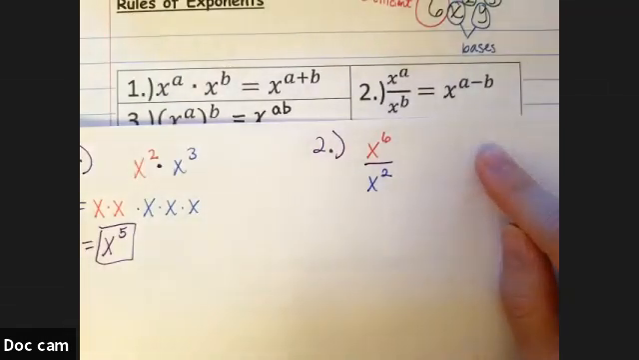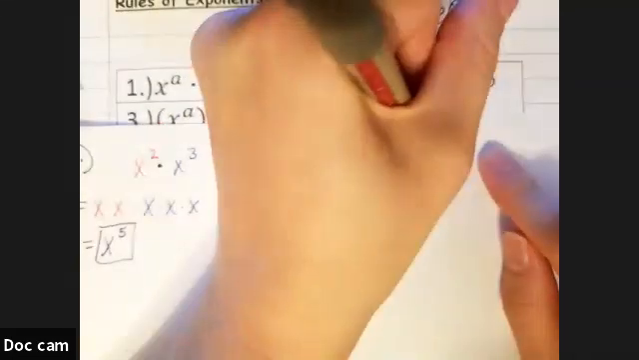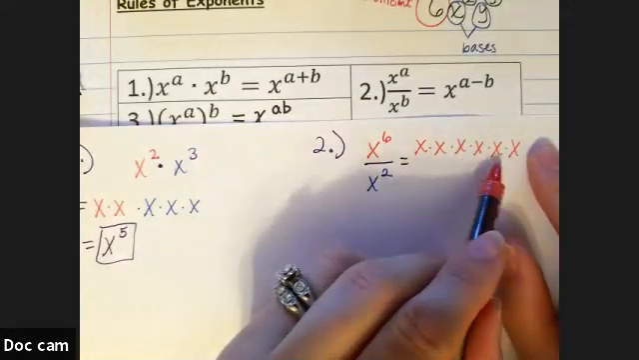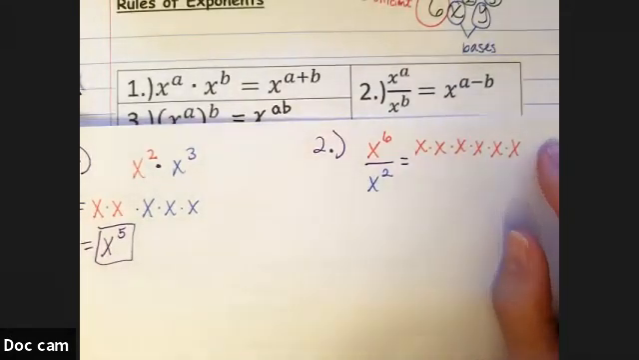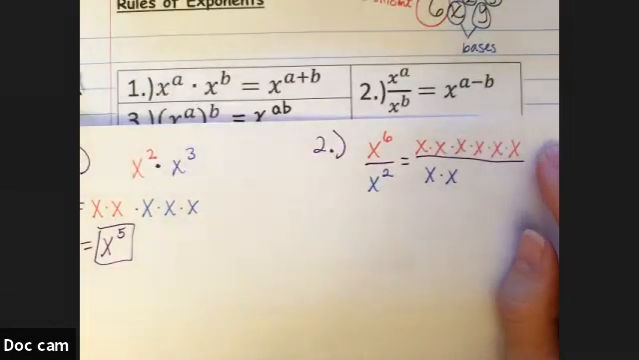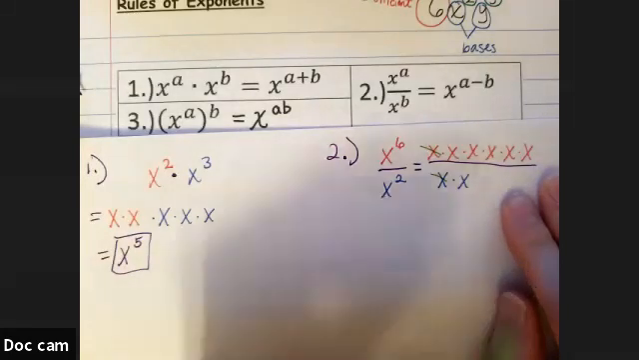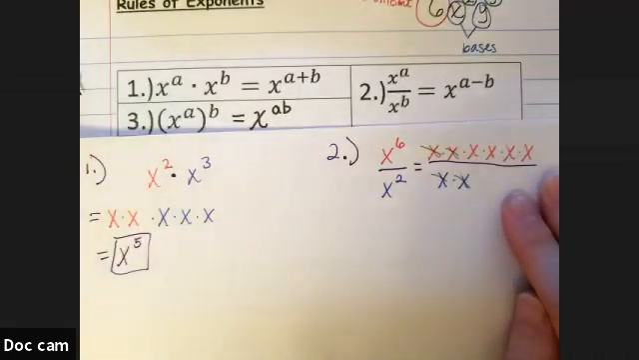Okay, well, again, I can write those exponents out. So x to the 6th: 1, 2, 3, 4, 5, 6. So x times x times x times x times x times x, over x squared, and if I write that out, it's just x times x. And then I know that I can cancel out those x's, and I can cancel out those x's.